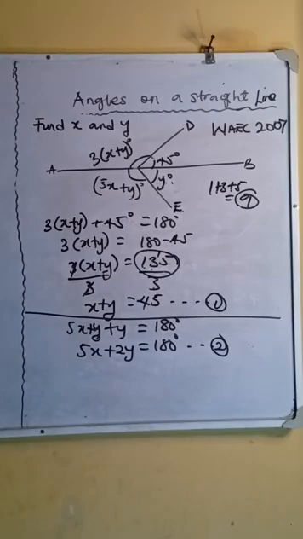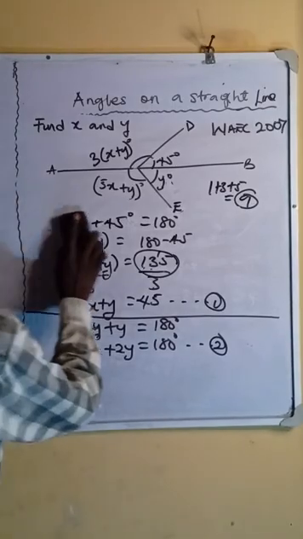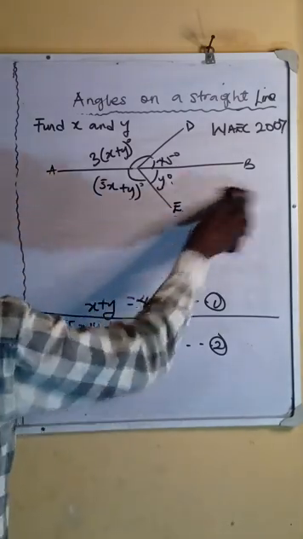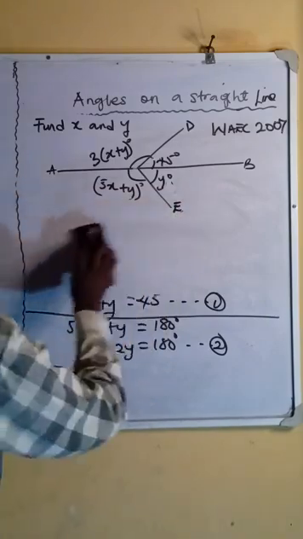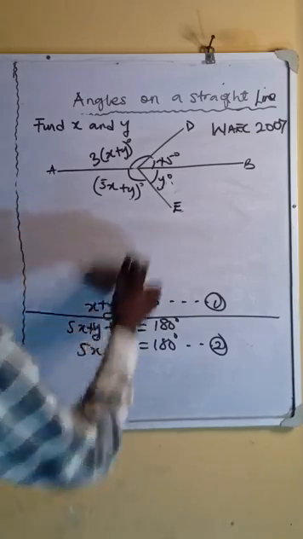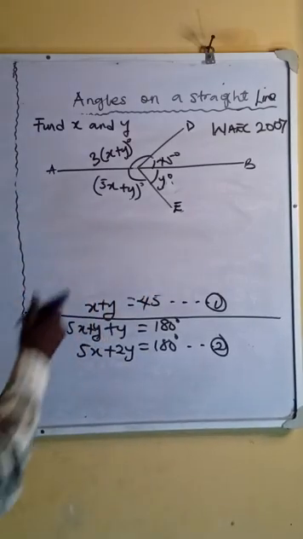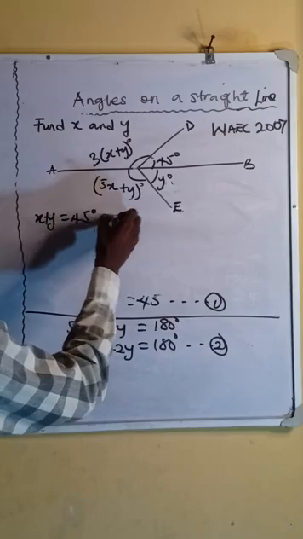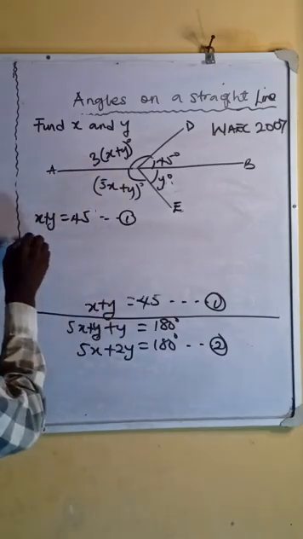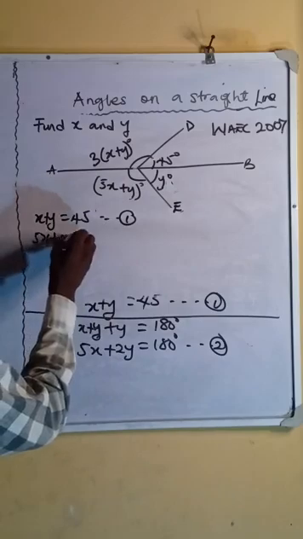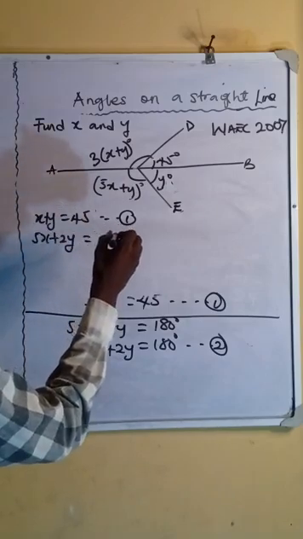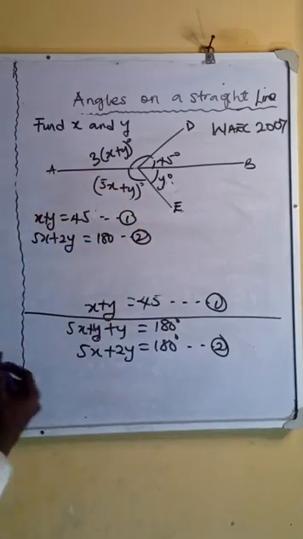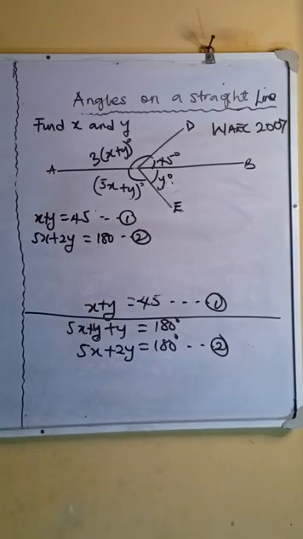Please permit me to wipe the board like this. So let me write down equation 1. We have x plus y equals 45. This is my equation 1. And 5x plus 2y equals 180. This is my equation 2.